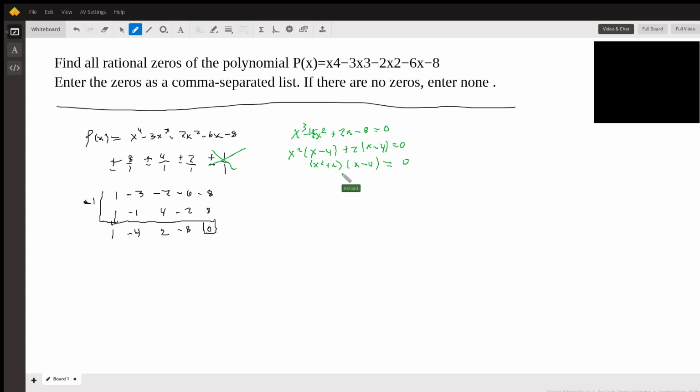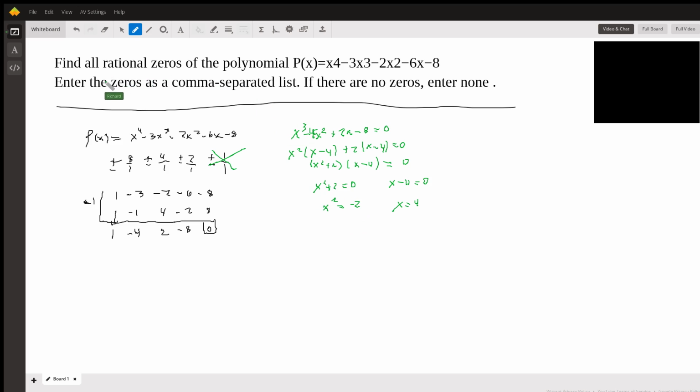So that gives us x squared plus 2 equals 0, and then x minus 4 equals 0. So this on the right gives us x equals 4. And on the left, this is going to give us x squared equals negative 2, which is impossible. These are imaginary roots, imaginary zeros. We're not being asked to deal with imaginary numbers, so we can ignore this. You can solve this using i, but we're not being asked to do that.